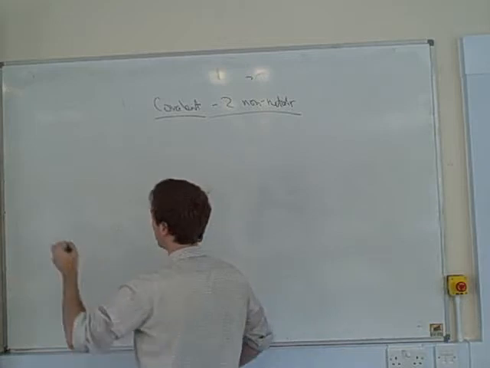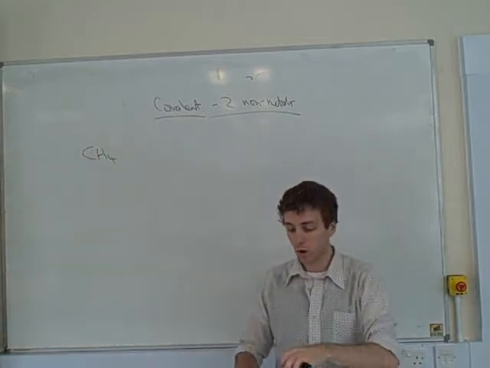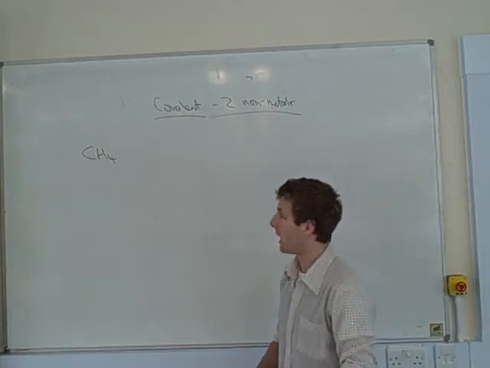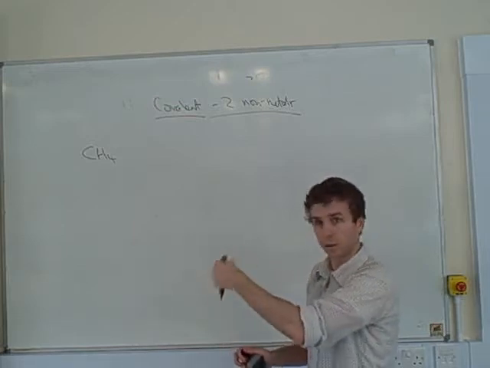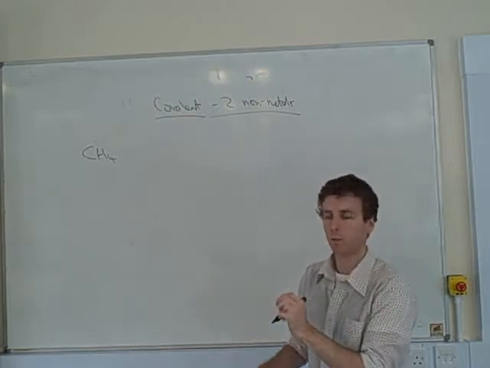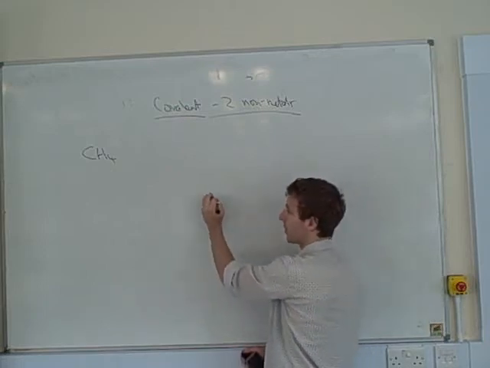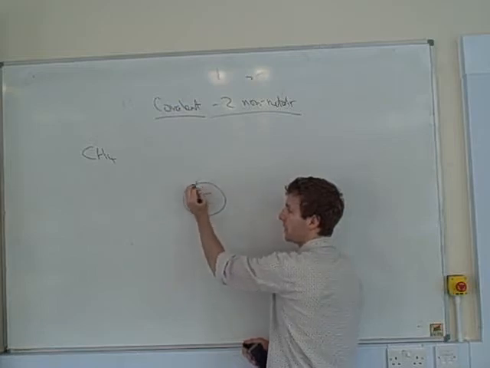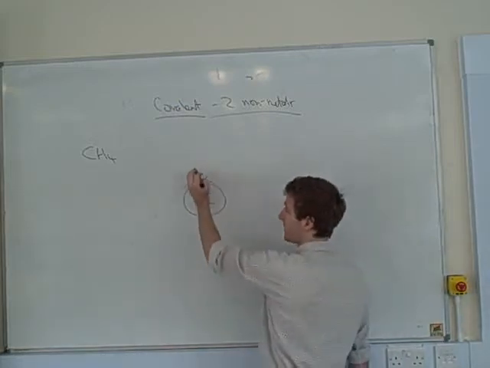So the first one we'll do is CH4. So if you were asked to draw a dot and cross diagram of CH4, this is what I would do. Well, first of all, I'd think about the electronic configuration, so 2,8, of all of my elements. So let's start with carbon, because that's the central atom. So carbon's got 6 electrons, so that means it's going to have 2 in its first shell, so 2 crosses, and that means it's going to have 4 in its second shell.